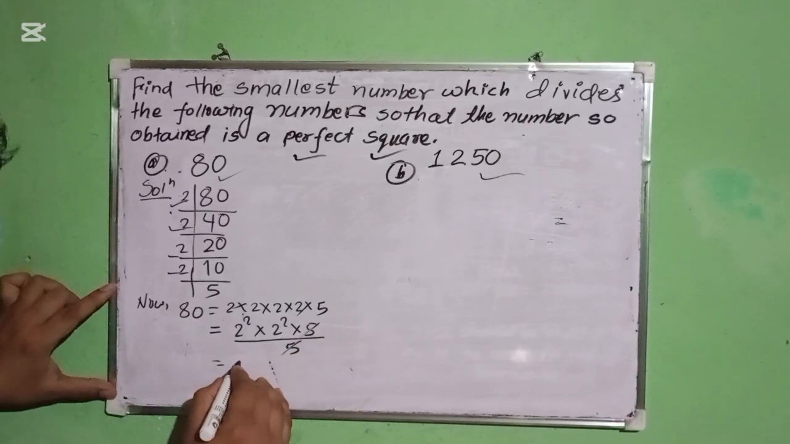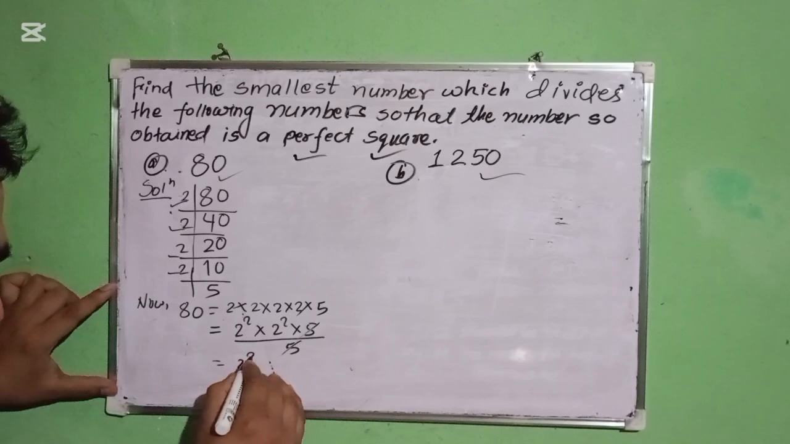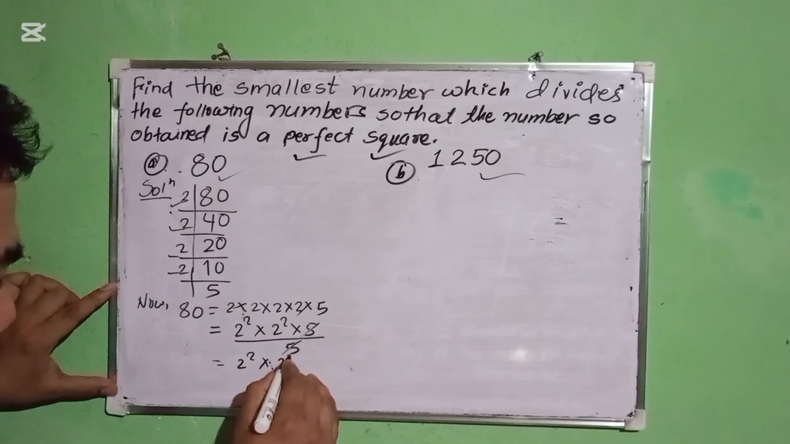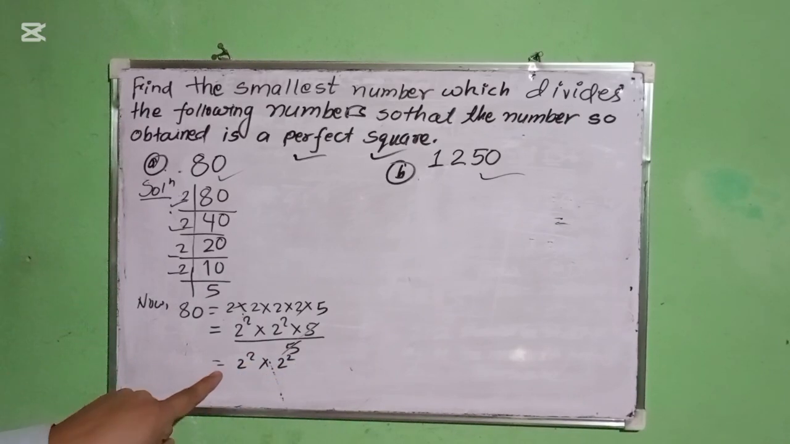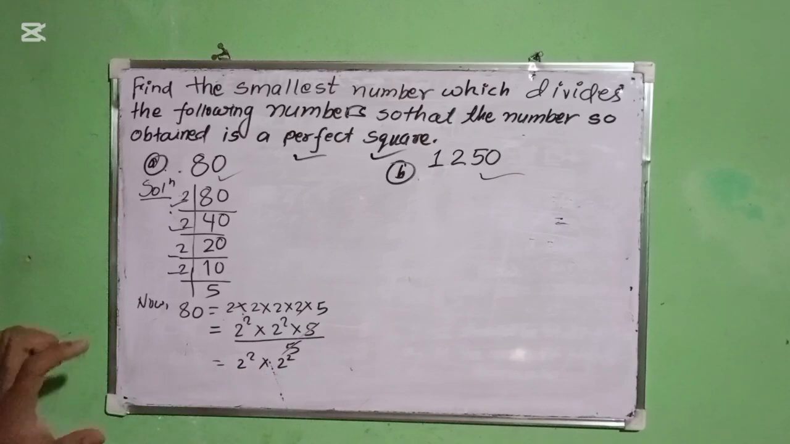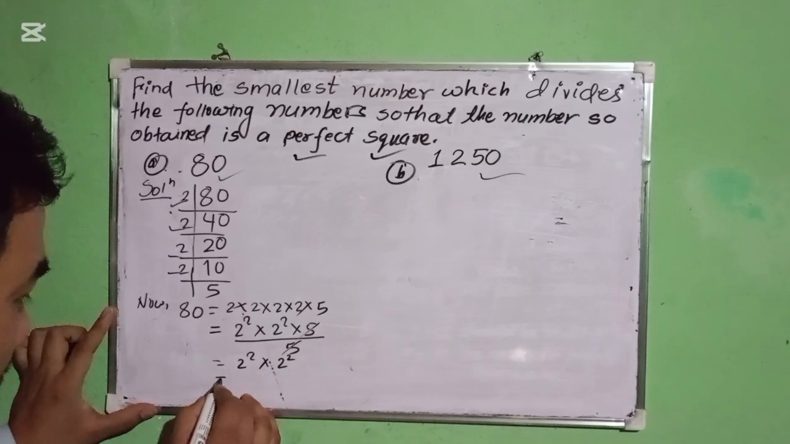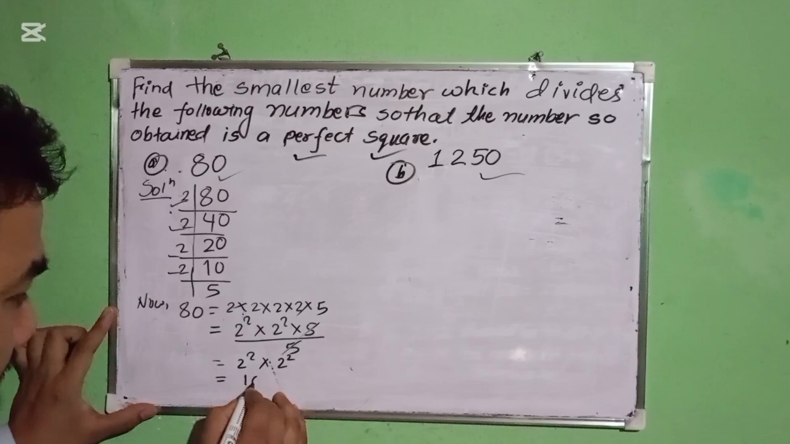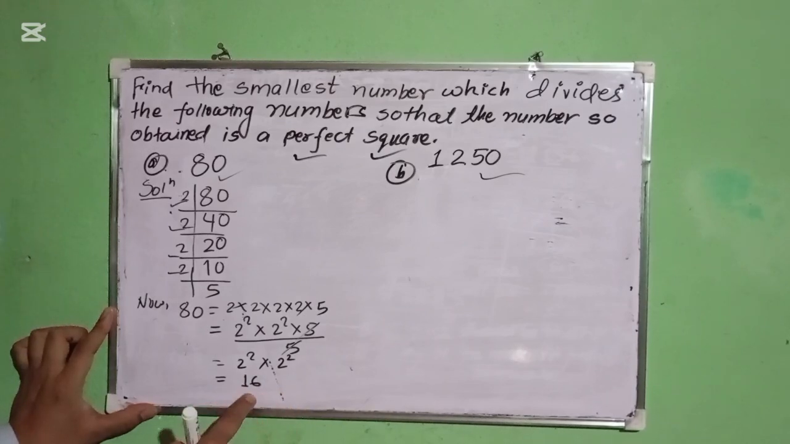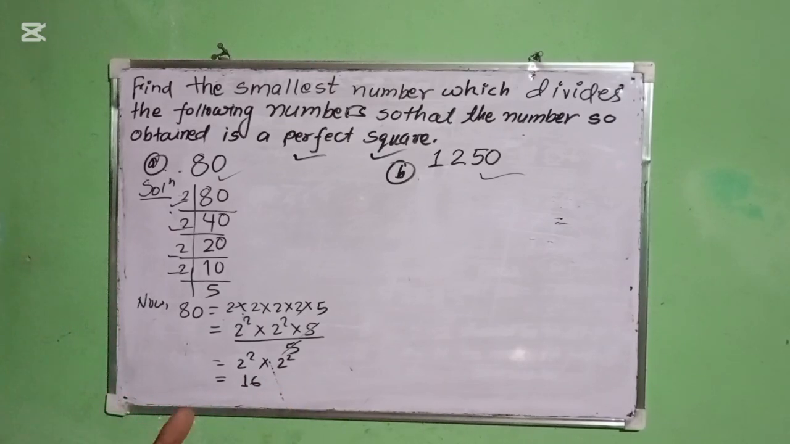Look, what is remaining here? This is 2 square, this is 2 square, right? The remaining number is the perfect square. You can tell this is 4, which is 4 4s are 16, and 16 is the perfect square. We know 16 is the square of 4.